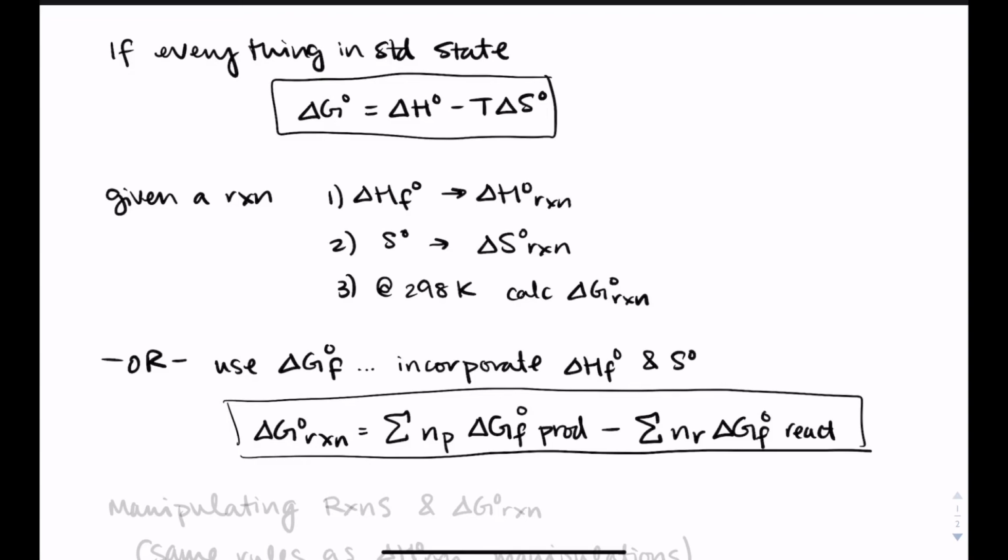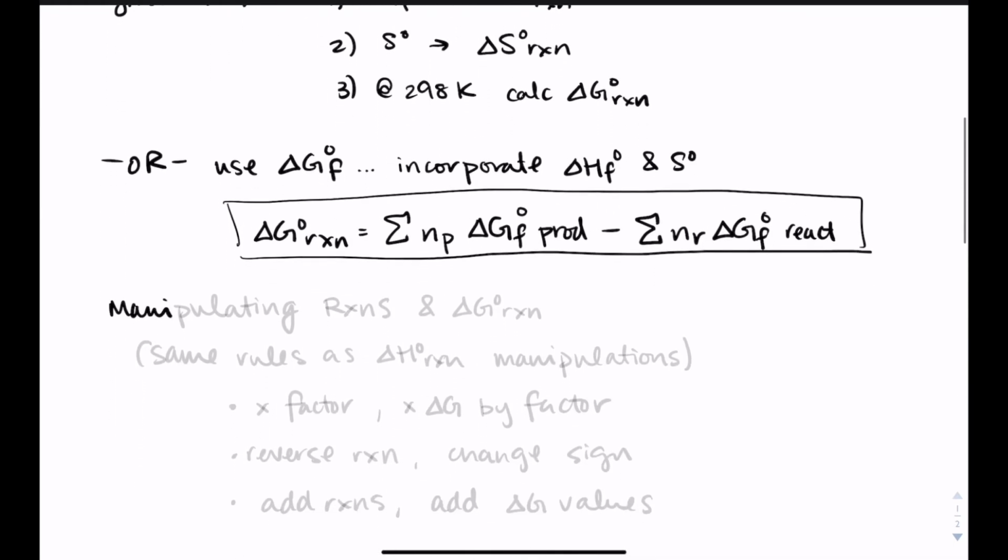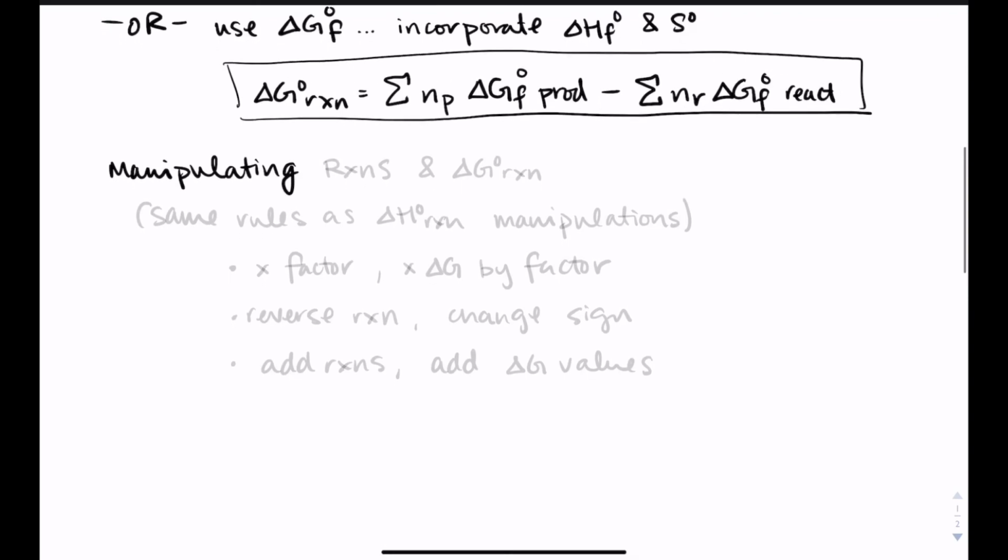So manipulating reactions and delta G, we can do this, and more great news, it's the exact same rules as the delta H manipulations. So if I take a reaction and multiply it by a factor, I can find the delta G for the new reaction by multiplying it by the same factor. If I reverse the reaction, I change the signs, which we kind of got at with our initial example about favorable, not favorable, or spontaneous versus non-spontaneous, right?